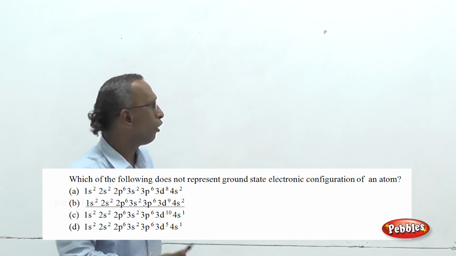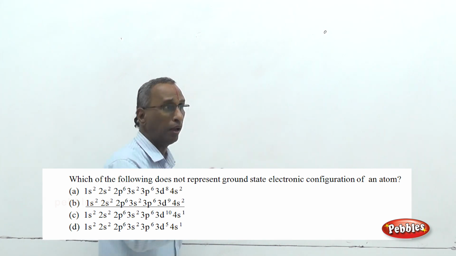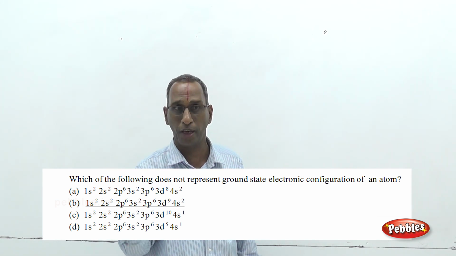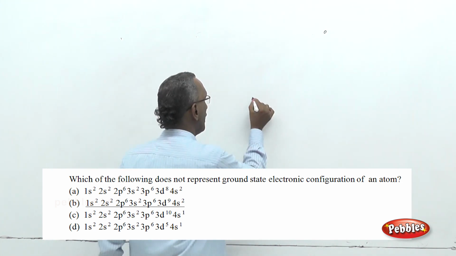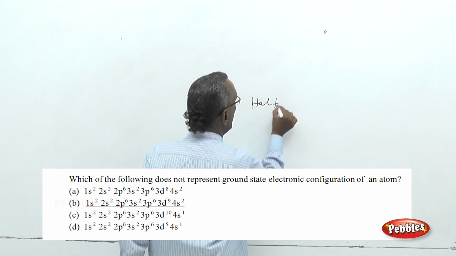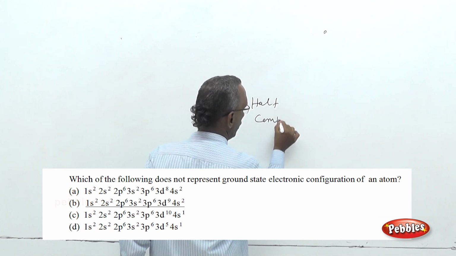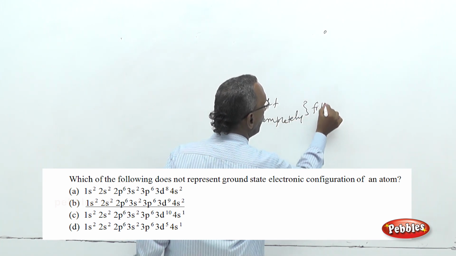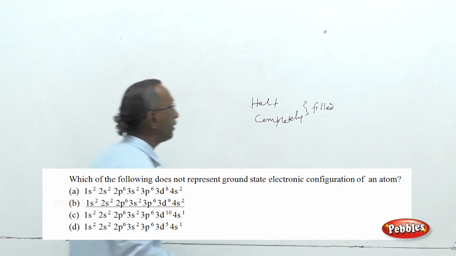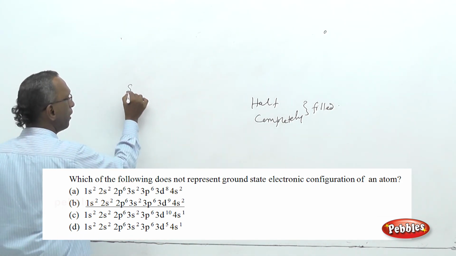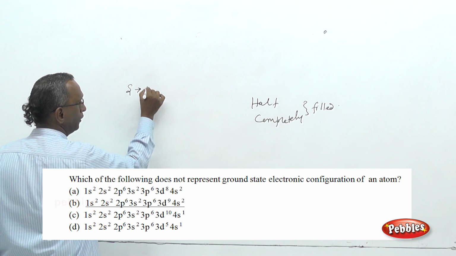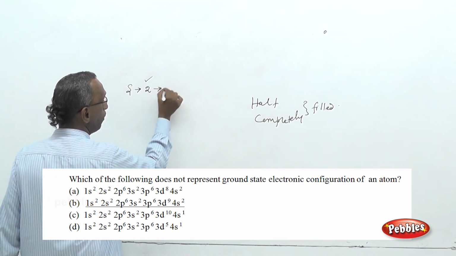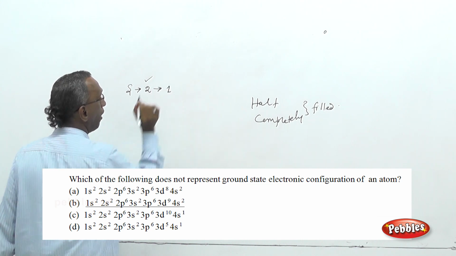A system will be stable if it has a half-filled or completely filled configuration, which we have studied. In electronic configuration, there are two terms: half-filled configuration and completely filled configuration. For example, the s orbital capacity is 2 electrons. If 2 electrons are there, it is completely filled. If it contains only 1 electron, it is half-filled.